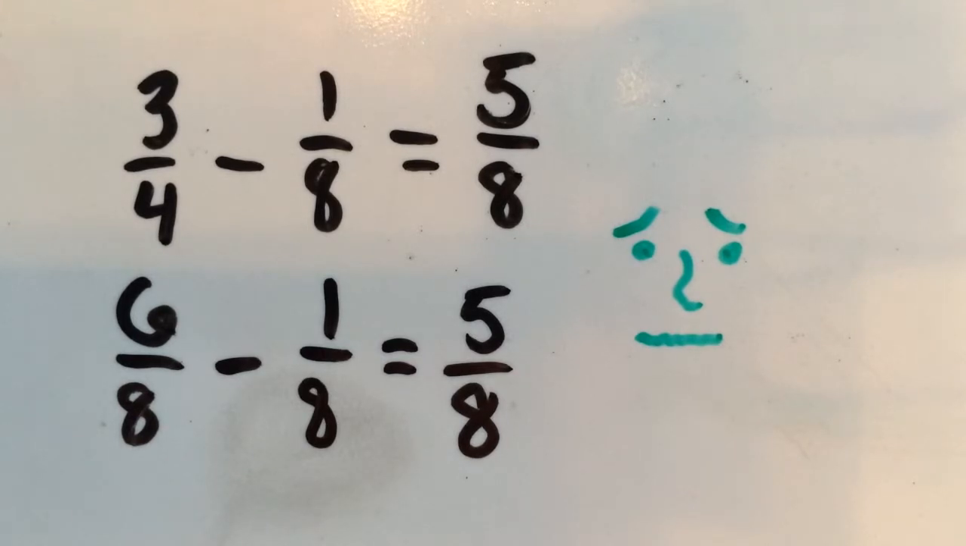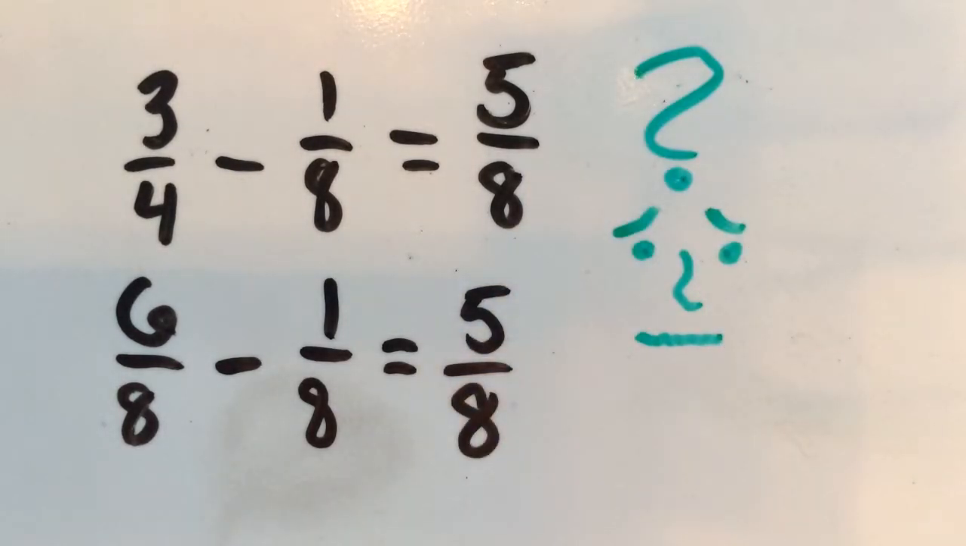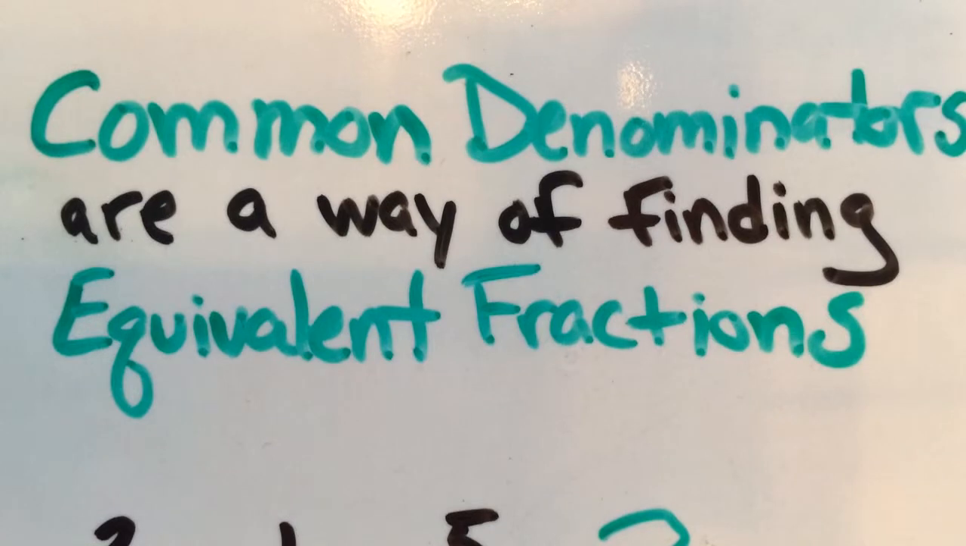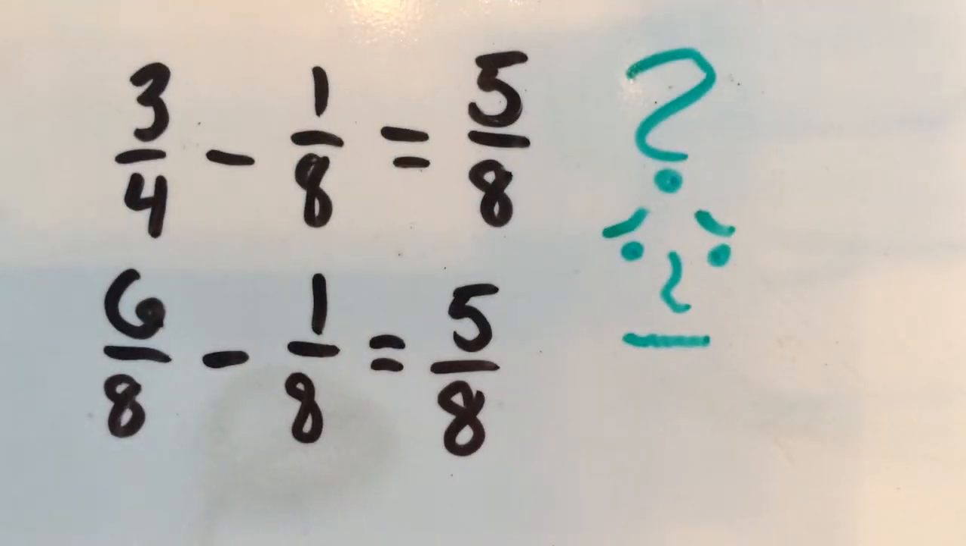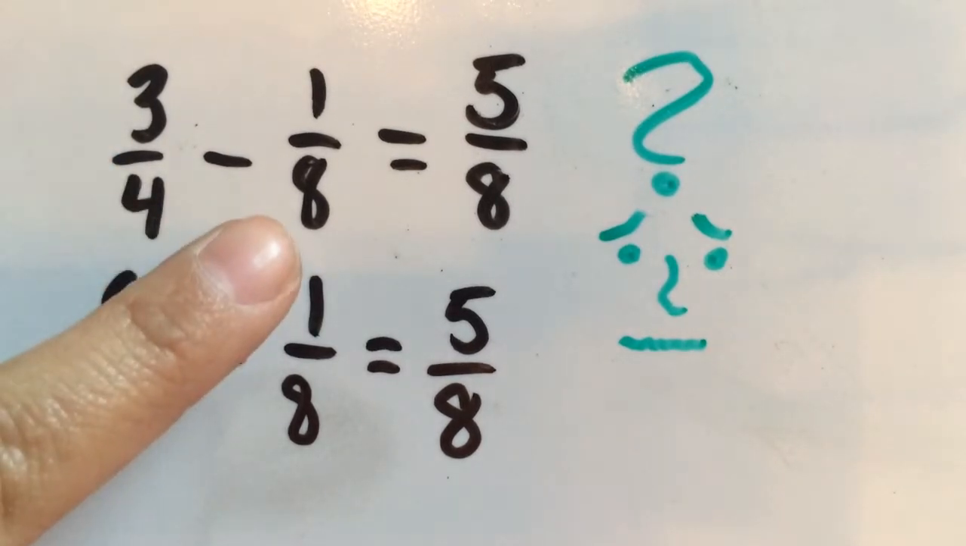Maybe you don't believe me that 3/4 minus 1/8 is the same as 6/8 minus 1/8. That's okay. Don't take my word for it. I'll prove it to you. See, the truth is, common denominators are really just a way of finding equivalent fractions. So in our example, the reason this works is because 3/4 equals 6/8. They are the same value.